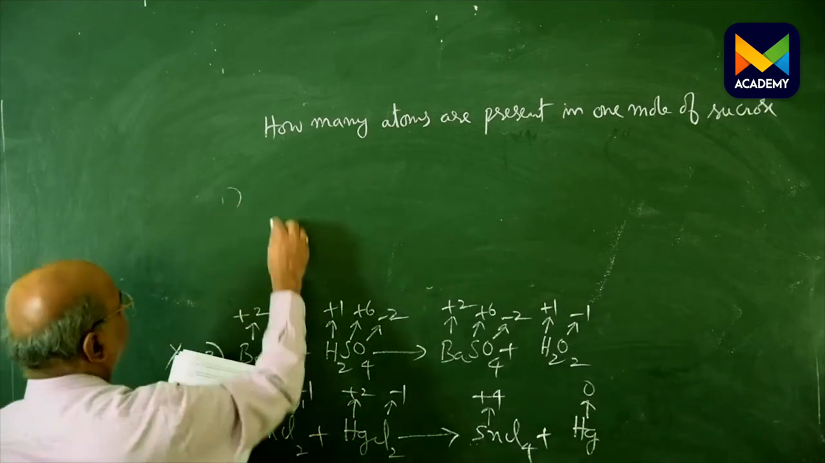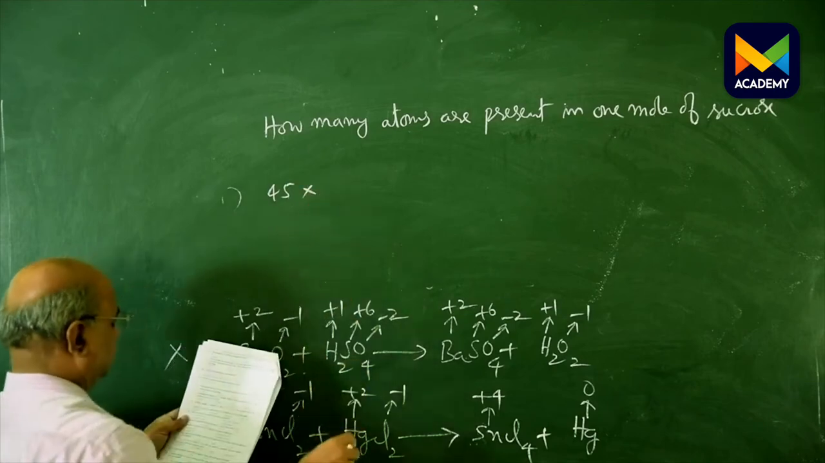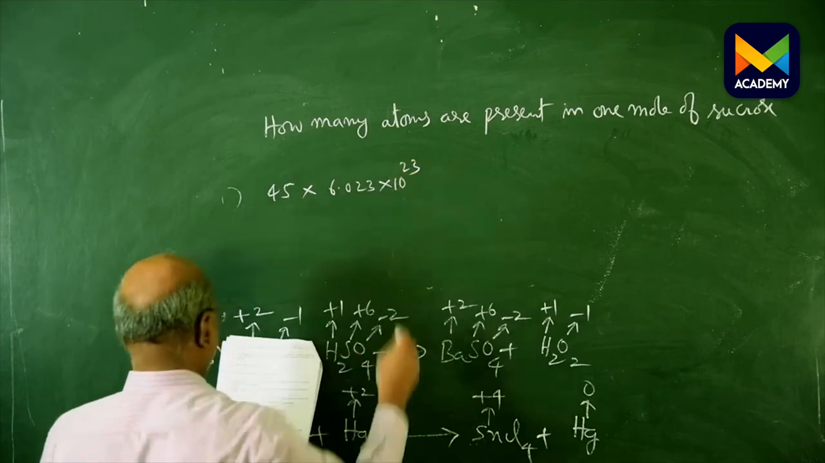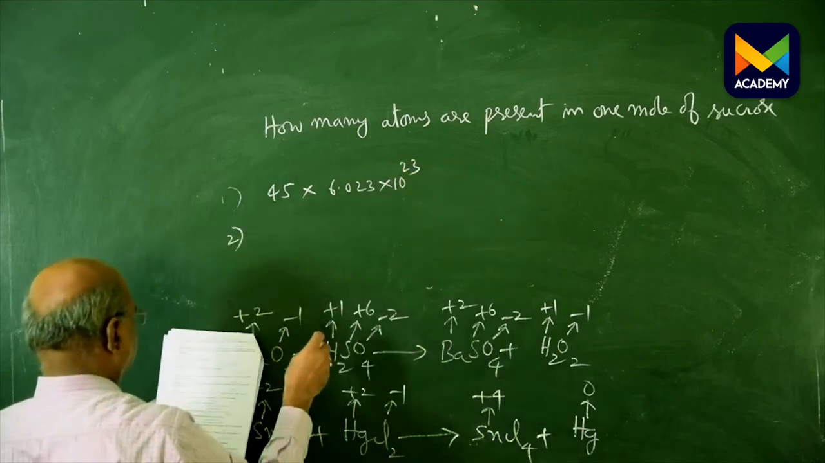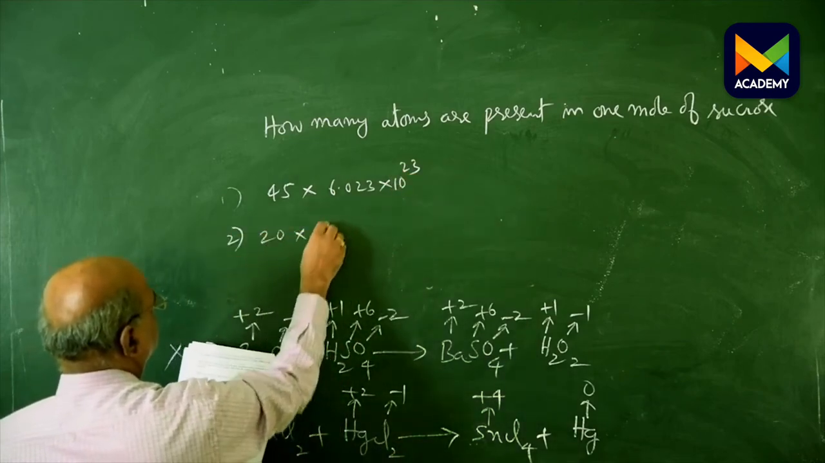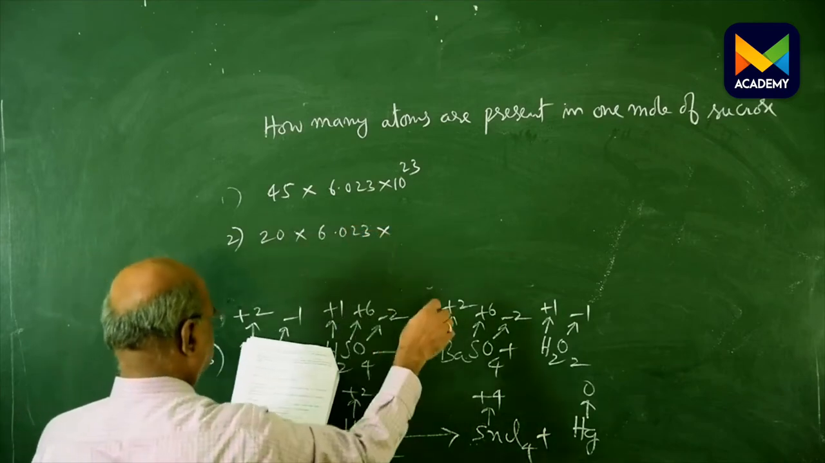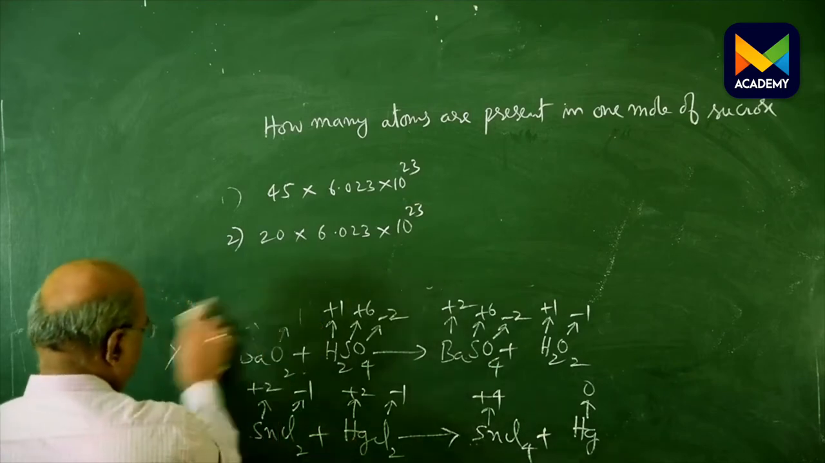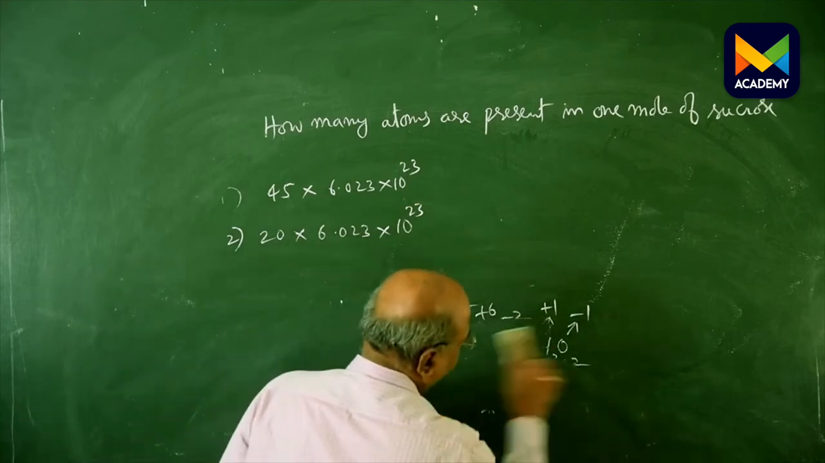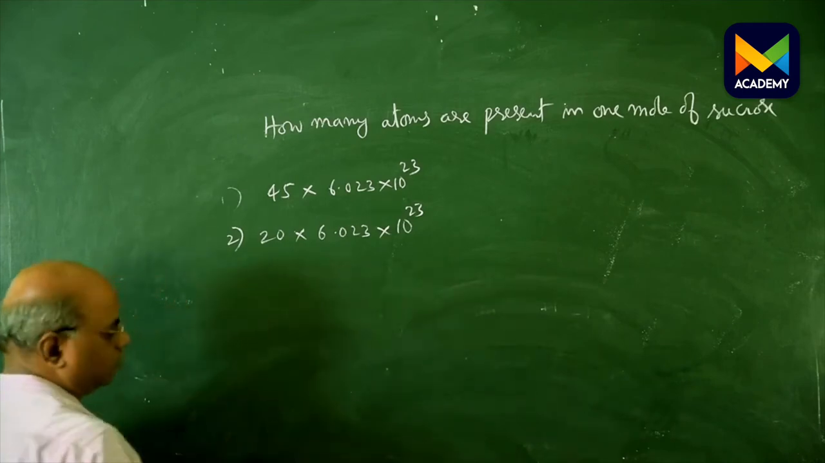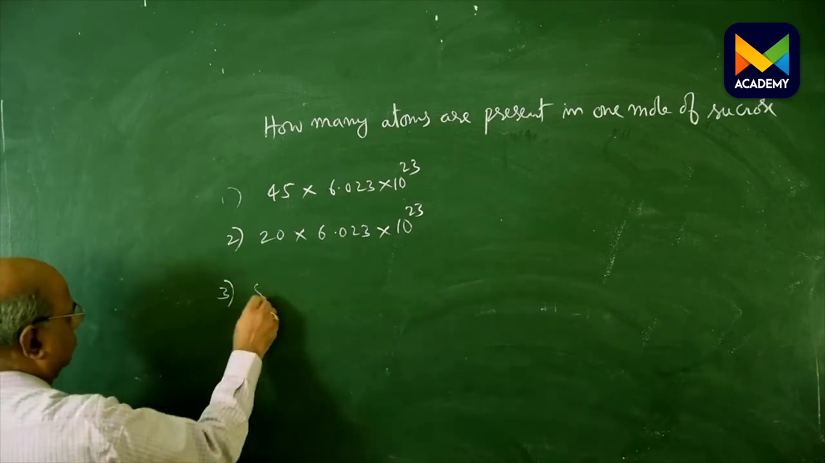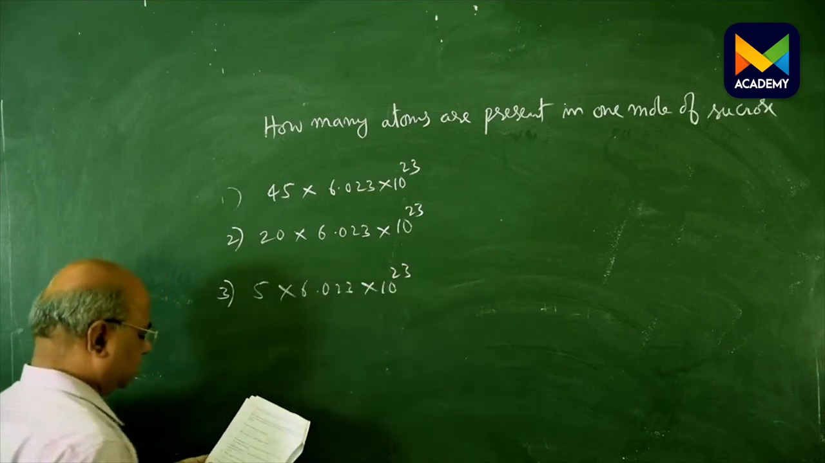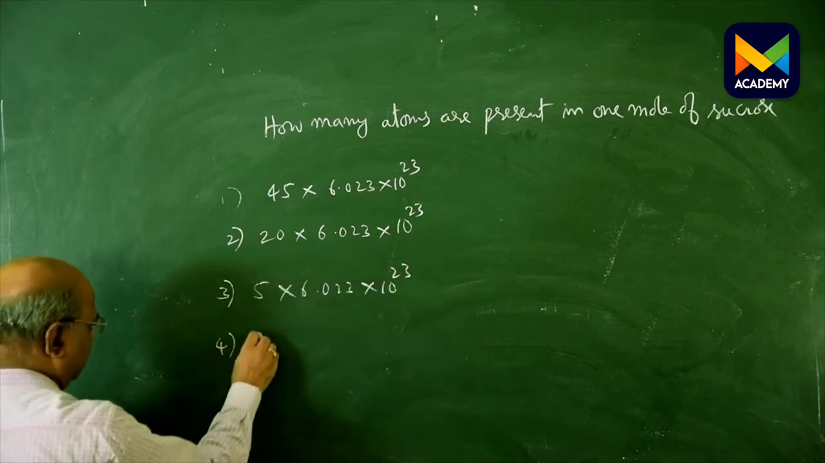Options: 45 into 6.023 into 10 power 23. Number 2, 20 into 6.023 into 10 power 23. Third option, 5 into Avogadro's number. And the last option, none of these.